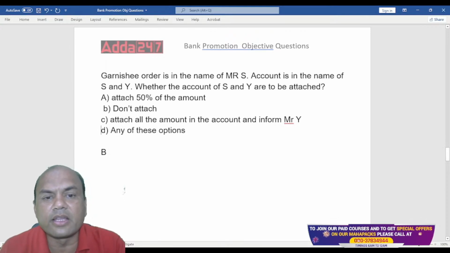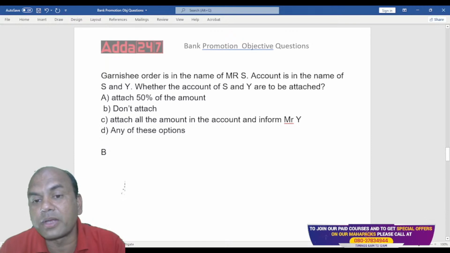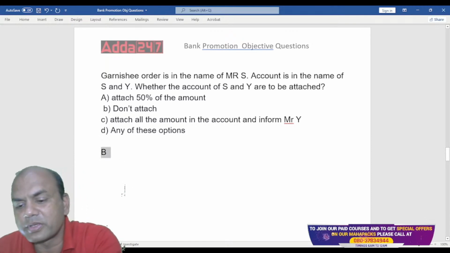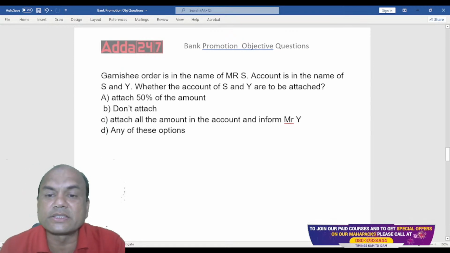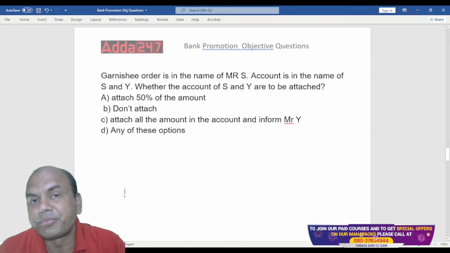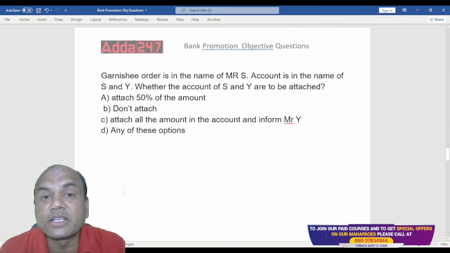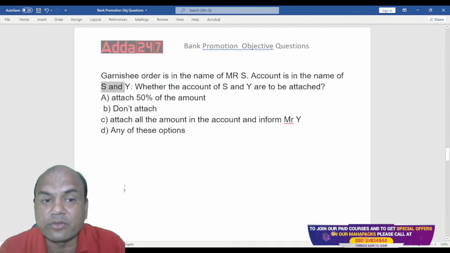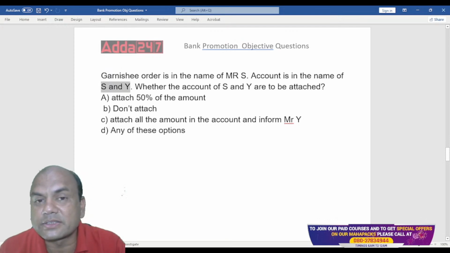Garnishee order is in the name of Mr. S. The account is in the name of Mr. S and Y. Whether the account of S and Y is to be attached or not. Here, the Garnishee order is in the name of a single person, S. The account is in the joint name S and Y. Can you attach this S and Y account?